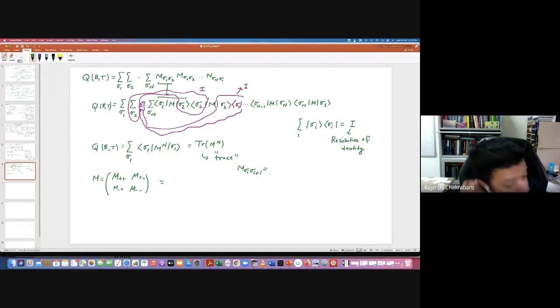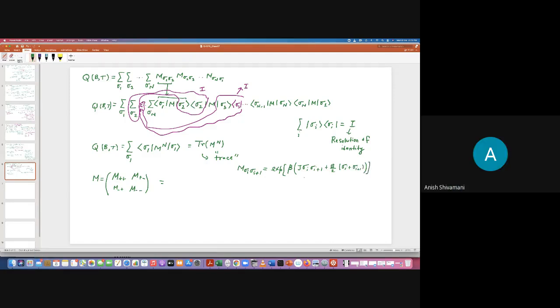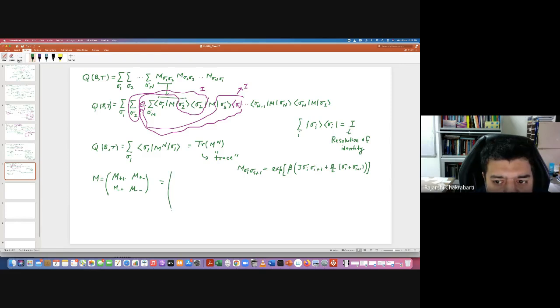Sigma I, sigma I plus 1 was exponential of beta times J sigma I sigma I plus 1 plus B by 2. This is the expression, no? Yes, sir. So this is obvious.